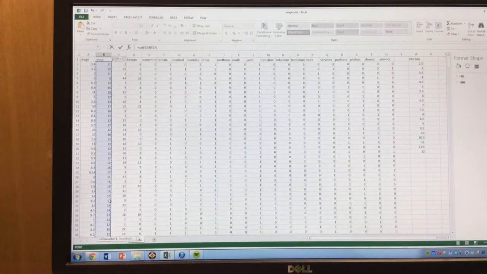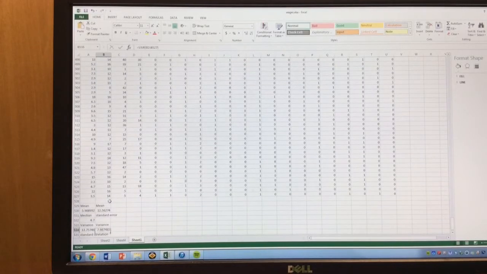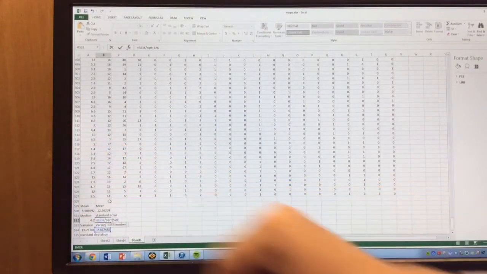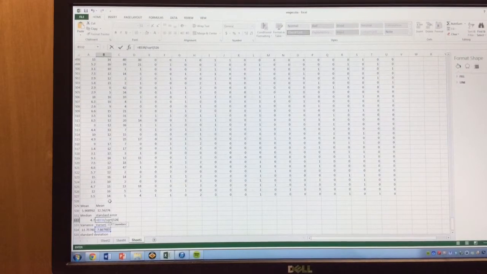So the variance is equal to VAR of the range, and therefore we get the variance of 7.667, and the standard error is equal to the variance divided by the square root of n. Well, there are 526 observations, because remember the first column is the labels and not actual data. So now we've calculated the standard error.